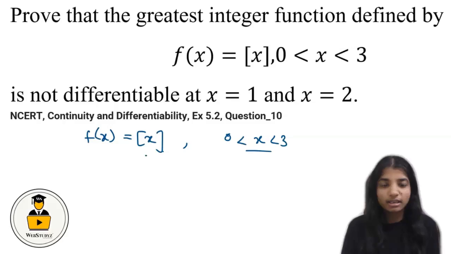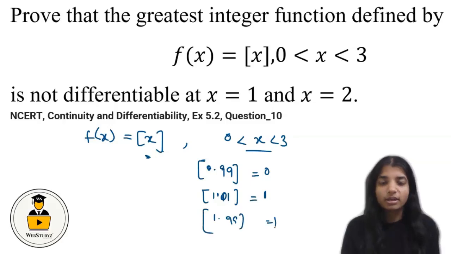As we know, the greatest integer function always gives the value in terms of a whole number. Basically, the greatest integer of 0.99 is 0, and the greatest integer of 1.11 or even 1.01 is 1, or 1.99 is also equal to 1. So this is what the greatest integer is. So from here, f(x) is equal to the greatest integer of x.